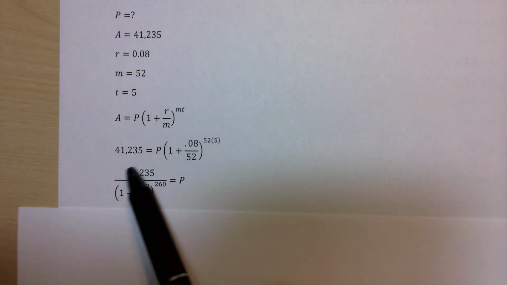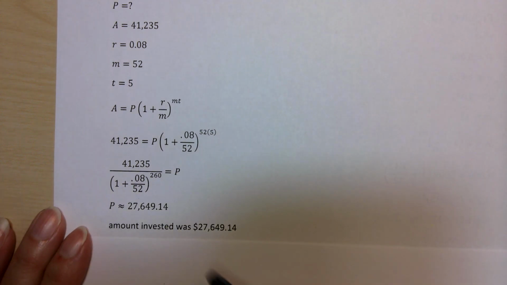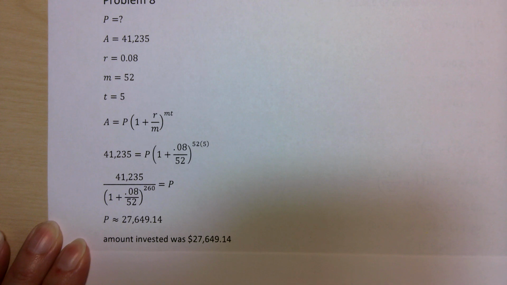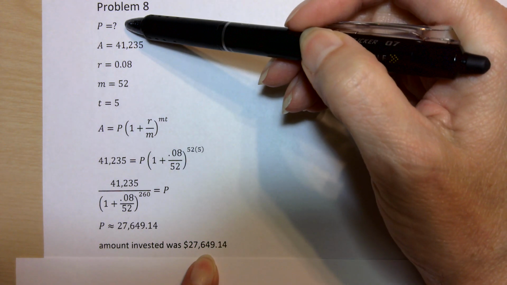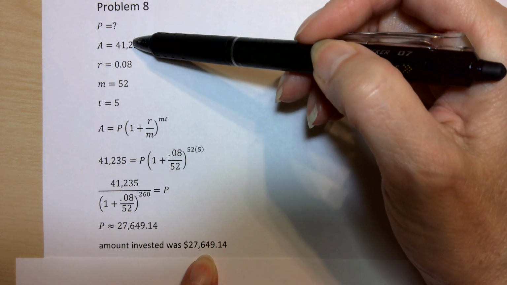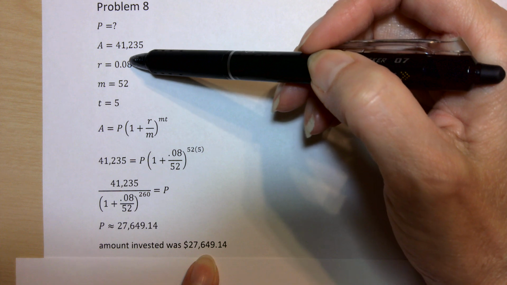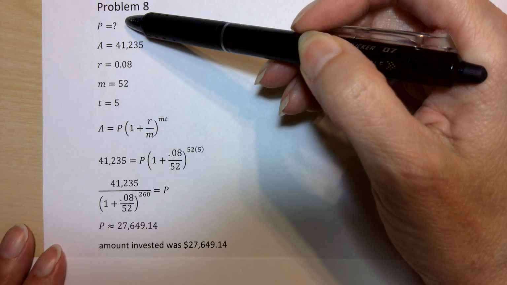It is. And then this is going straight in my calculator. I would probably do it twice again just to make sure I don't do anything silly. And we end up with $27,649.14. So going back up here, this is the amount that was invested, so that's my starting amount. This is the balance at the end. So we started with the $27,000 amount, we ended at the $41,000 amount, and this is at 8% interest, compounded weekly for 5 years.